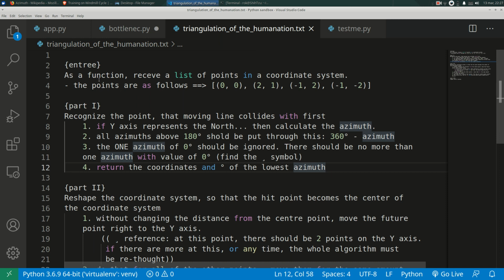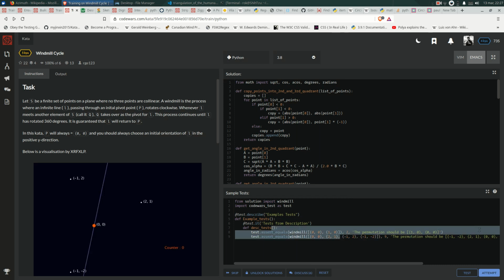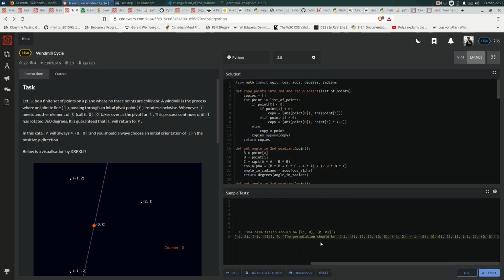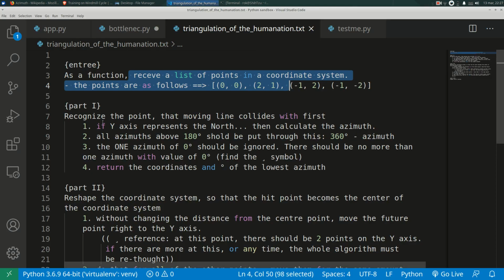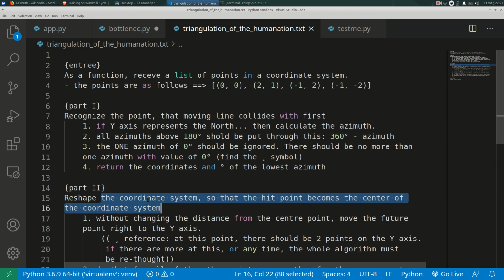So first there's an entry: a function receives a list of points in a coordinate system. The points are as follows. We're going to do the example of this kata to see if we get the right one. Then we recognize the point that the moving line collides with first. If the y-axis represents the north, then calculate the azimuth. All azimuths above that should be put through. Part 3 is to reshape the coordinate system so that the hit point becomes the center of the coordinate system, and repeat that until success.